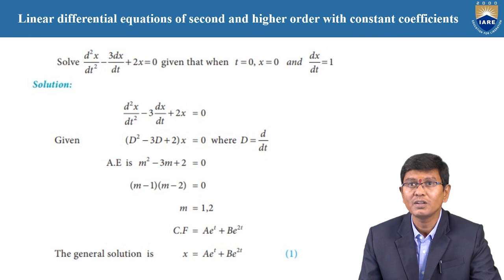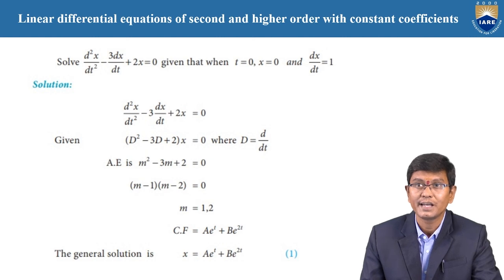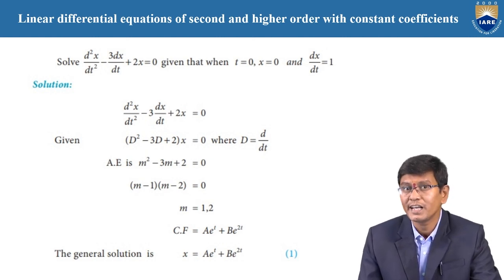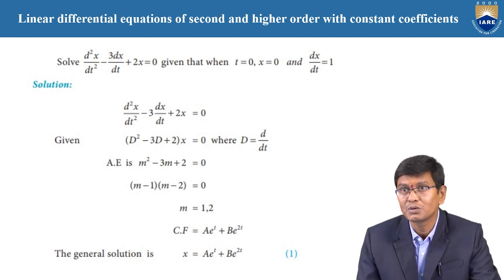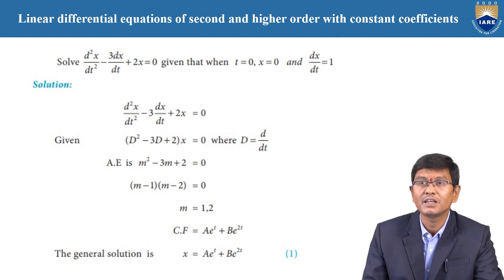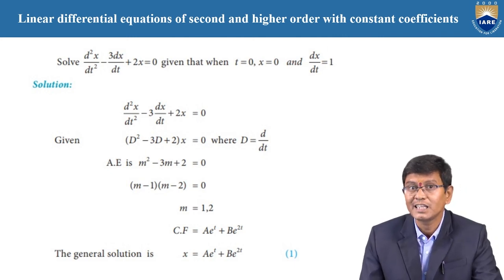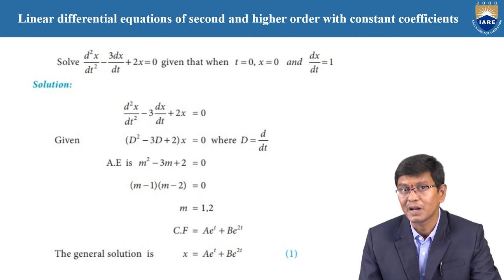And here, solve d square x by dt square minus 3 into dx by dt plus 2x is equal to 0. Given that when t is equal to 0, x is equal to 0 and dx by dt is equal to 1. That means x of 0 is equal to 0 and x dash of 0 is equal to 1. This is an initial value problem.